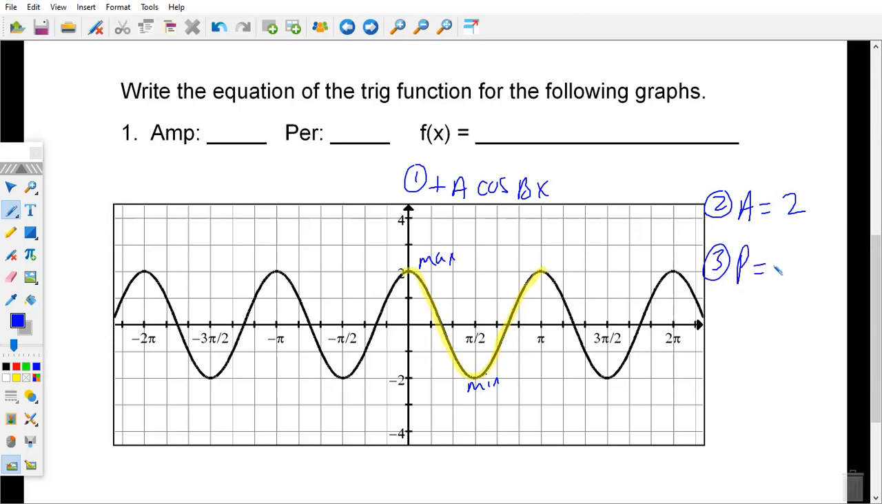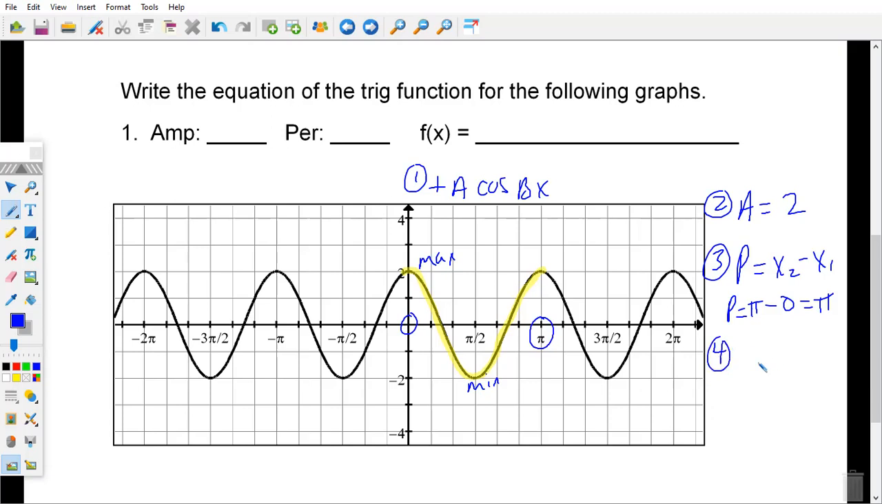Okay. Step 3 is to find your period. Your period equals your x2 minus your x1. Where do I stop? Pi. Where do I start? 0. So what's pi minus 0? Pi. So P equals pi. Still okay?